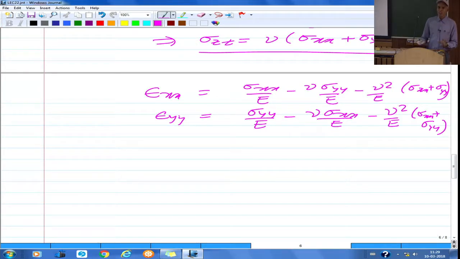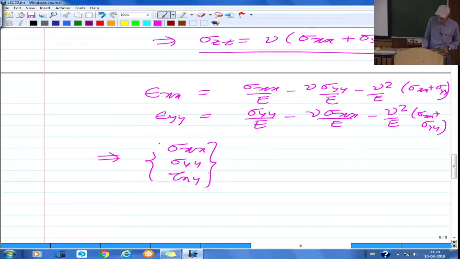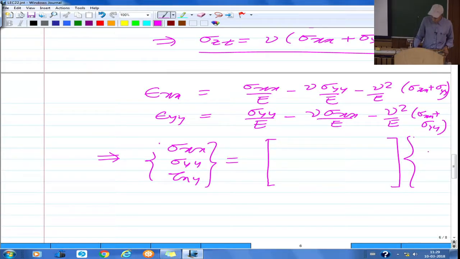So this is just the summary of what we do in the basic solid mechanics course. Now if you invert this relationship, you can finally write, putting it all together, sigma xx, sigma yy and tau xy, again in the form of a constitutive matrix and the strain matrix here. So you have epsilon xx, epsilon yy and gamma xy.